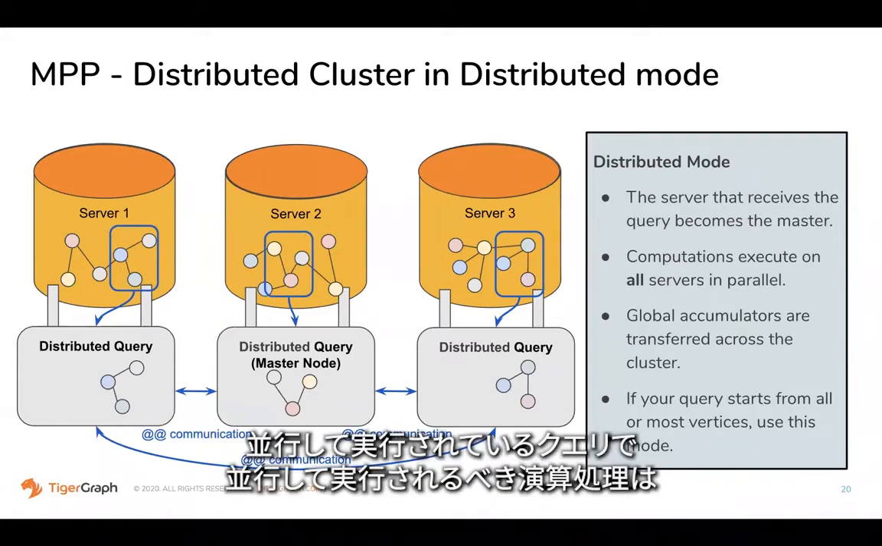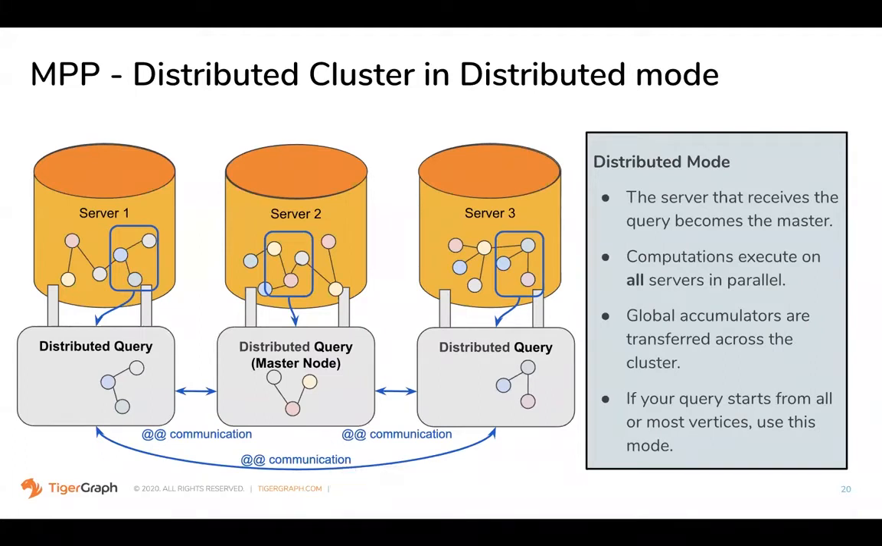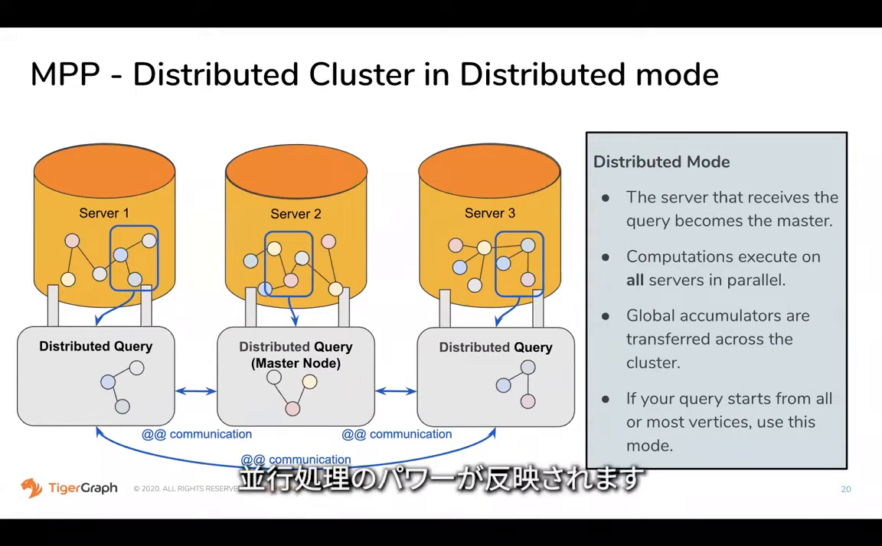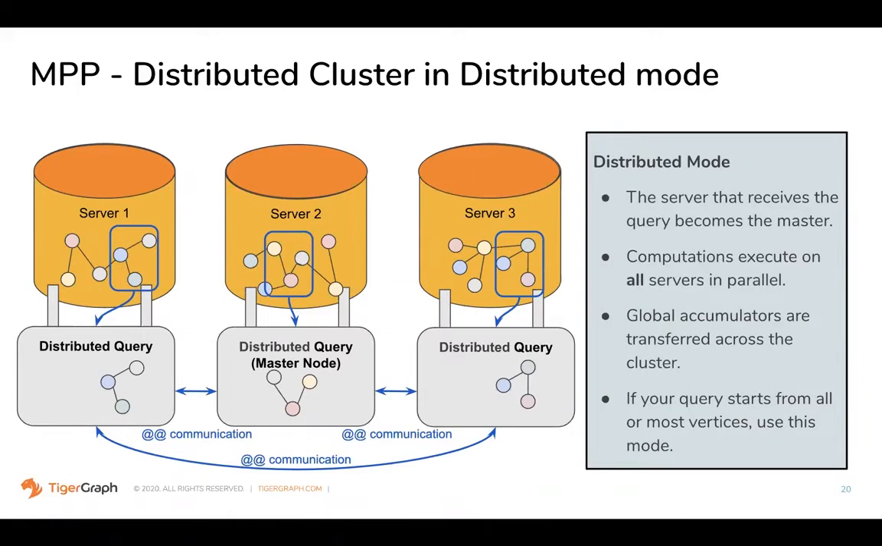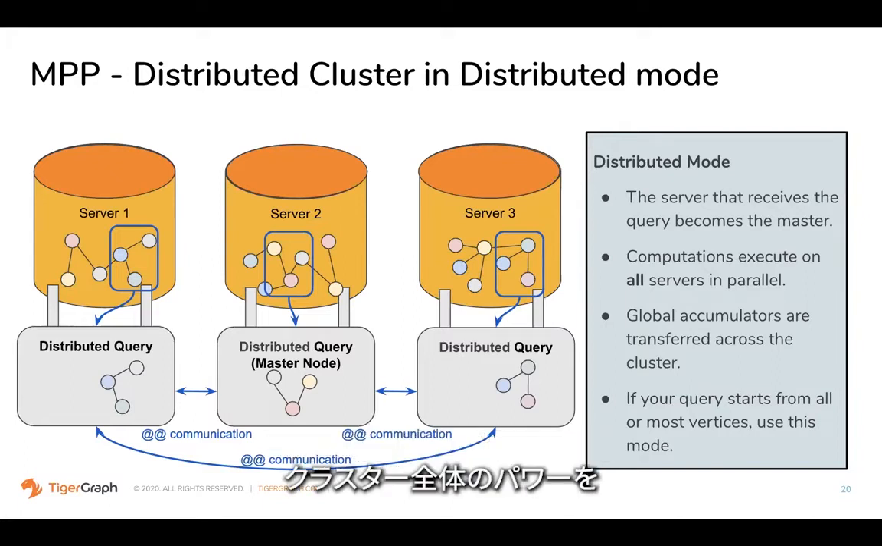Any query that's running in parallel, all of the computation that has to happen in parallel happens, and the results are aggregated at the very end. Basically the power of parallelism comes into picture here. So if your query uses all of the vertices or most of the vertices of the graph, then this is a good way, because then you're bringing all the power of the entire cluster to query processing.